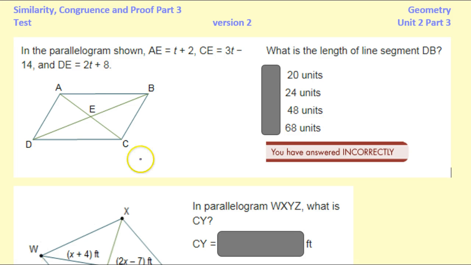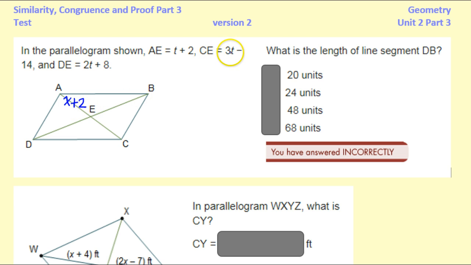In this video, we will do a variety of problems involving similarity, congruence, and proof. In the first problem, we've got this parallelogram shown, and we've got some expressions here. AE is t plus 2. Instead of t, I'm going to use x because my t's look a little too much like plus signs. So AE is x plus 2.